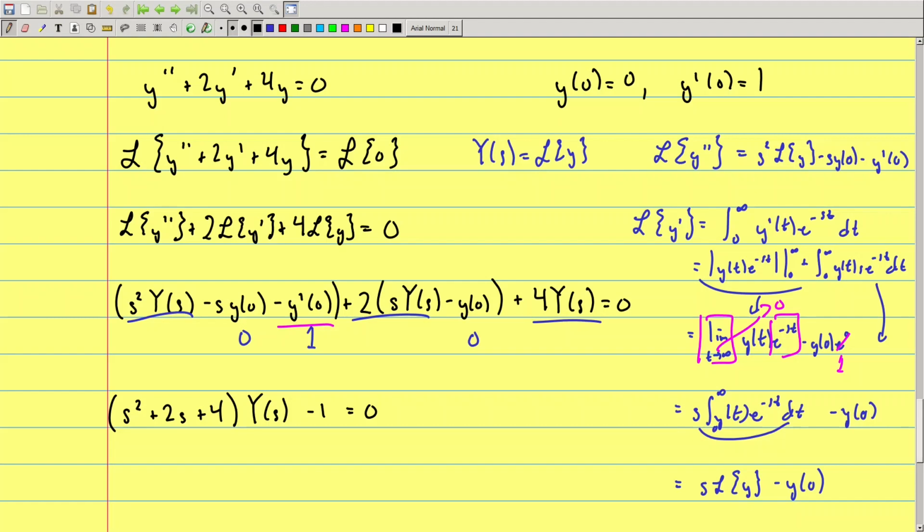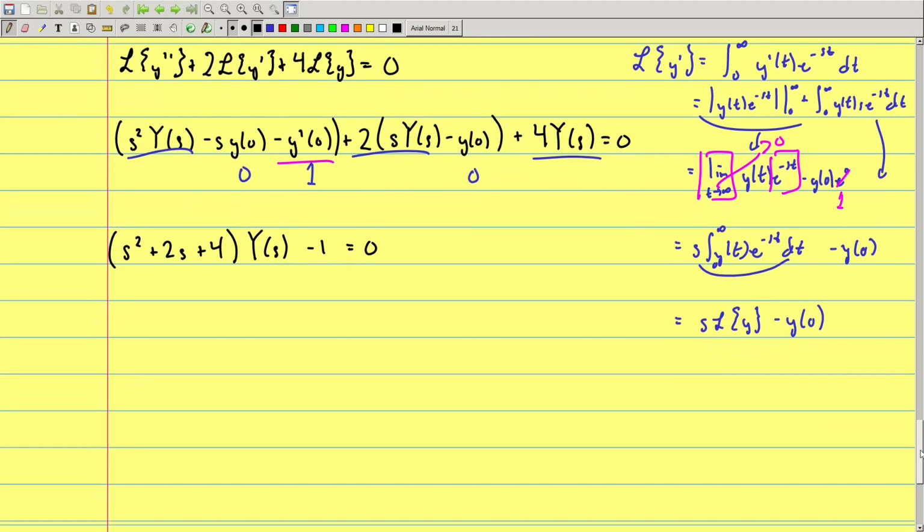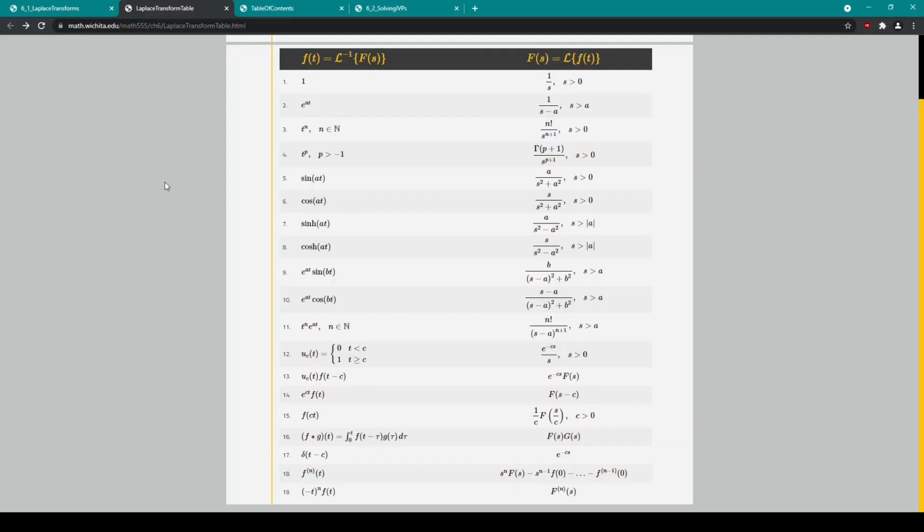Okay? And so what this allows me to do is it allows me to rewrite this expression isolating capital Y of s, and the final step in this process is to manipulate algebraically the expression that I just wrote down so that I can use the right-hand column of this table to figure out what function of t corresponds to my capital Y of s.